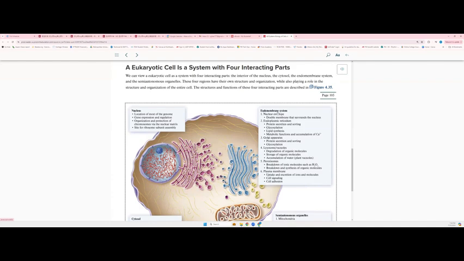So the endomembrane system is composed of the nuclear envelope. This is the nuclear envelope. It's a double membrane that encloses the nucleus. And this is the ER, right?